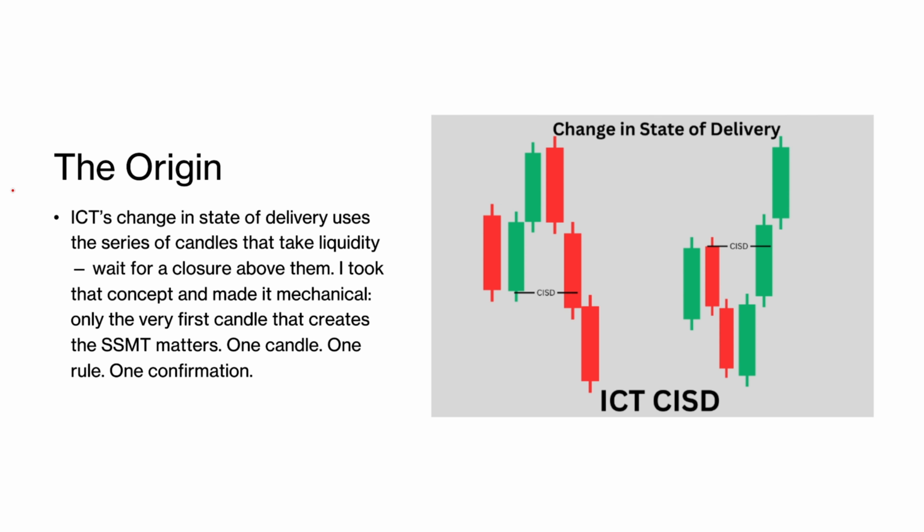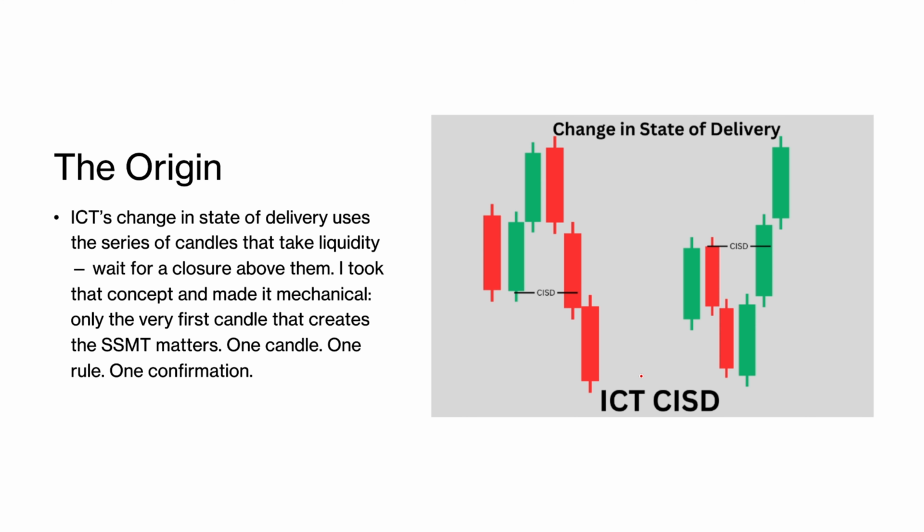Simple. The origin. ICT's change in state of delivery uses a series of candles that take liquidity, then waits for a closure above them. I took that concept and made it mechanical. Only the very first candle that creates a sequential SMT matters. One candle, one rule, one confirmation.